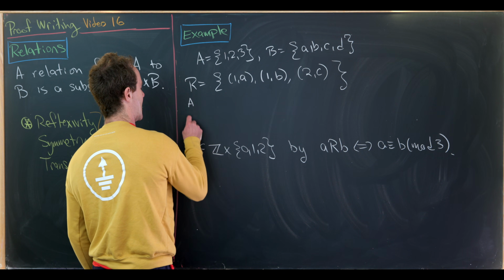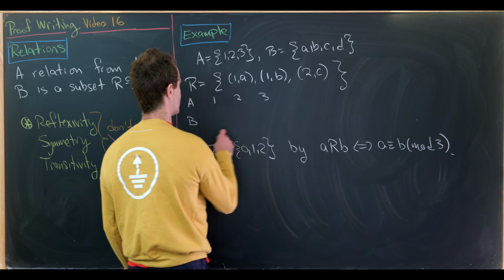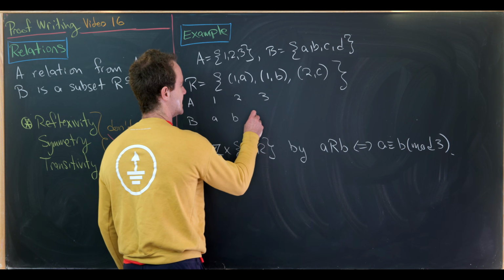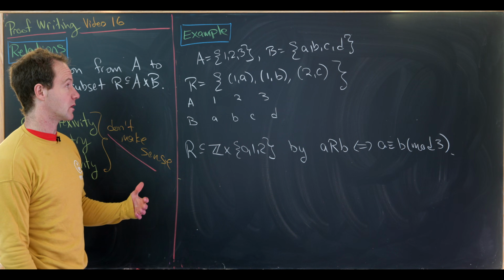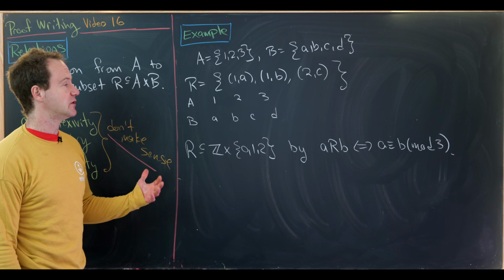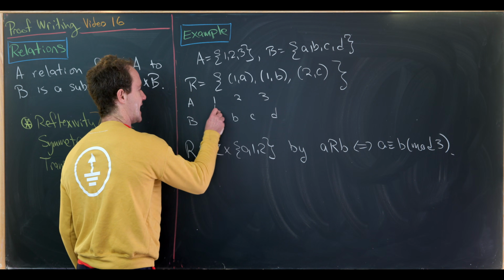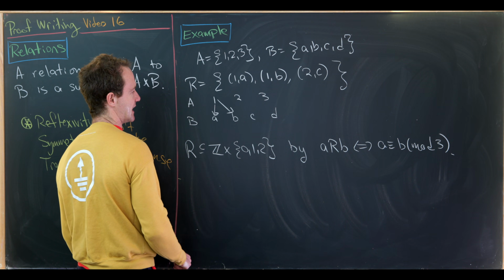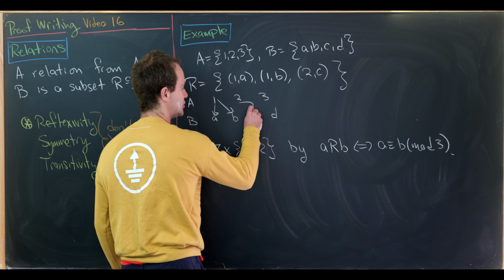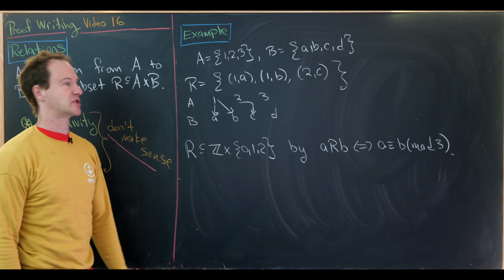And we could maybe make a picture of this relation as follows. Let's put A and B each in a line. So here we have 1, 2, 3, and here we have a, b, c, d. And then we could do our arrows for the things that are related. So 1 is related to a, so we've got an arrow from 1 to a. 1 is related to b, so we've got an arrow from 1 to b. And then 2 is related to c, so we have an arrow from 2 to c. And then that would be the whole picture of this.